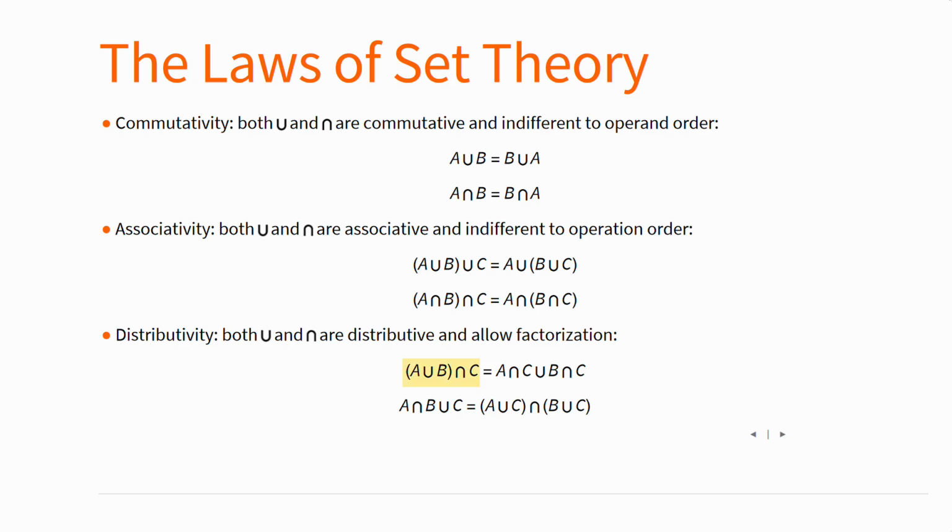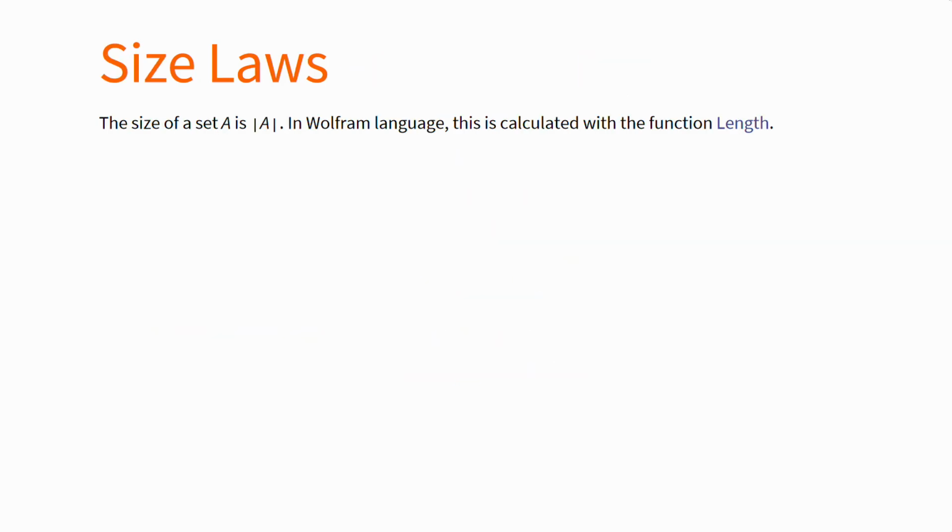If you take the union of A and B, then its intersection with C, it's the same as the union of two sets: one, the intersection of A and C, and two, the intersection of B and C, and vice versa. We then have size laws.